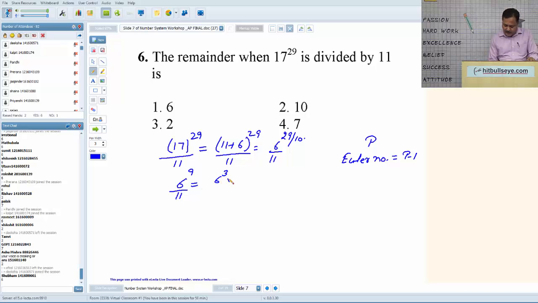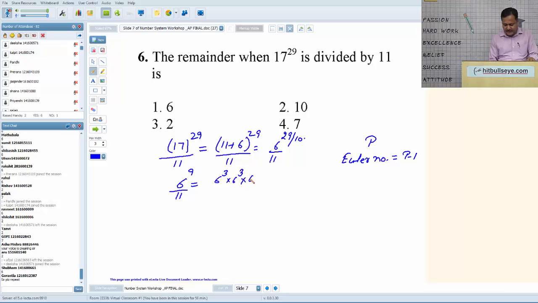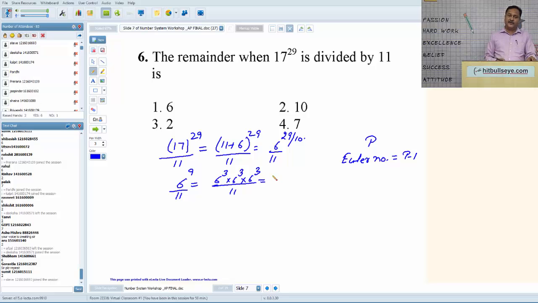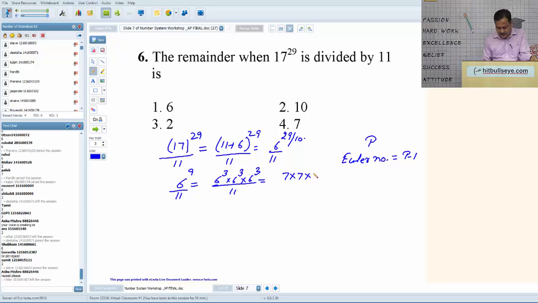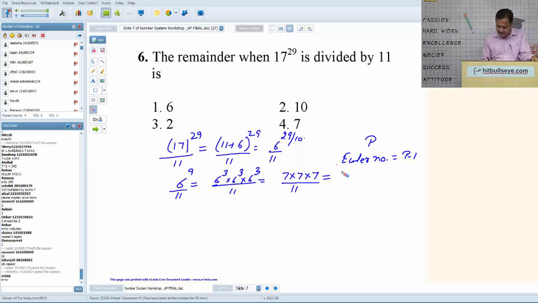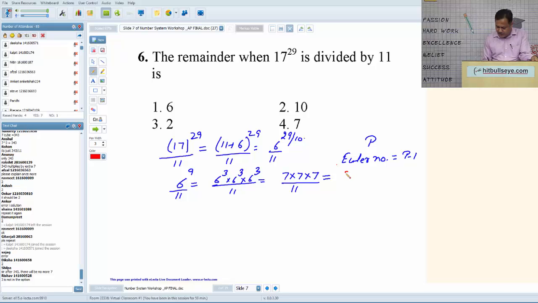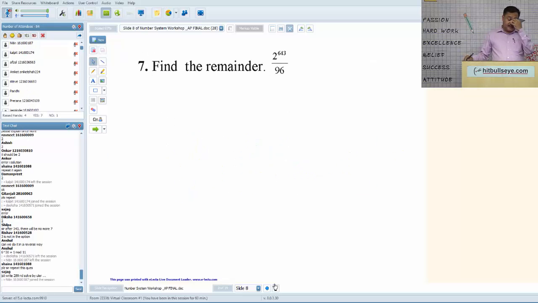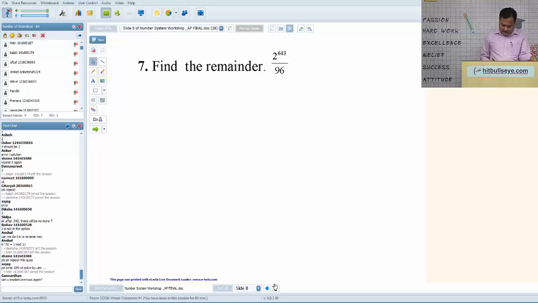Now 6 raised to power 9 can be written as 6 cube into 6 cube into 6 cube, divided by 11. Now 6 cube is 216. 216 divided by 11. Use the divisibility rule of 11: 6 plus 2, 8, minus 1, 7. Again into 7, again into 7. 7 into 7 into 7 by 11 would be 343, and 343 by 11: 3 plus 3, 6, minus 4. Answer is 2, the third option. So let us move to the next question. Next question is 2 raised to power 643 by 96. So okay, we'll move back to the previous question.